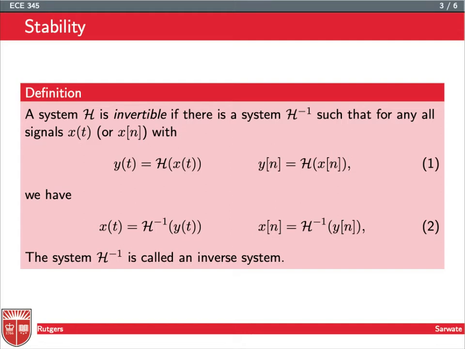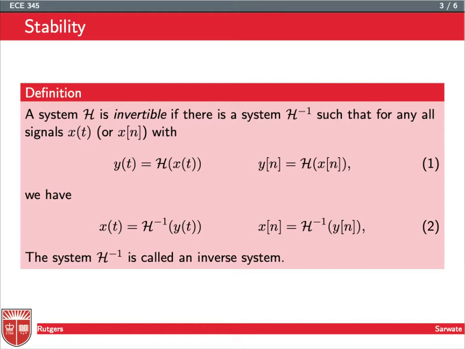where y of t is equal to H of x of t or y of n is equal to H of x of n, we have that we can get back the original x of t by applying H inverse to y. So this system H inverse is called an inverse system. So we've seen this is the same as taking an inverse function of a function.